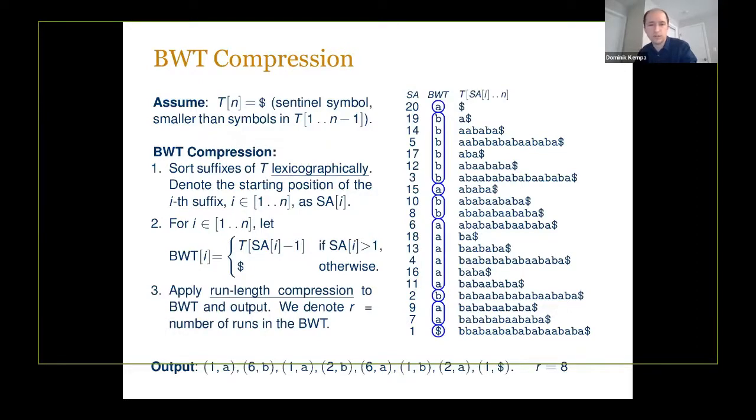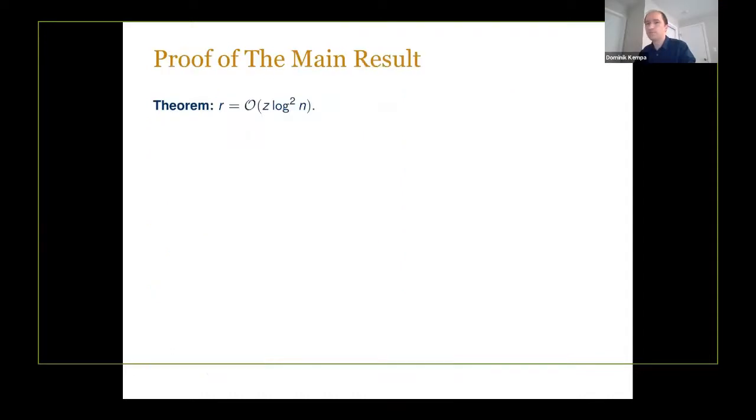I'm not sure if you can actually see it because it might be cutting off a little bit on the bottom, but anyway. We can see. Okay, okay. So there's 8 runs here, and therefore R is equal to 8.